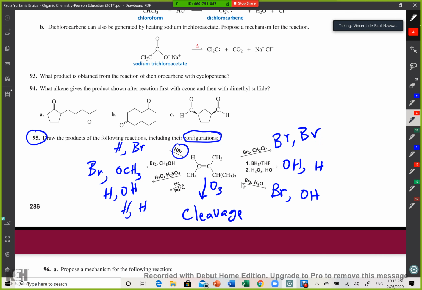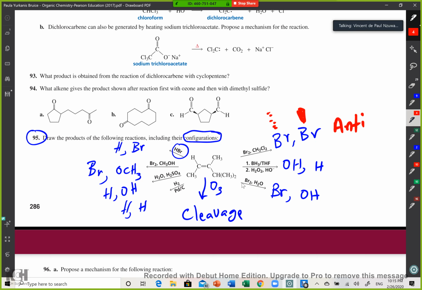Okay, great. So the stereochemistry of the product for the bromine and methylene chloride reaction is an example of an anti-addition. So this reaction is anti. And what I mean by anti-addition is that one bromine will add on a dash bond, and the other bromine will add on the wedge bond. That's the meaning of anti-addition.